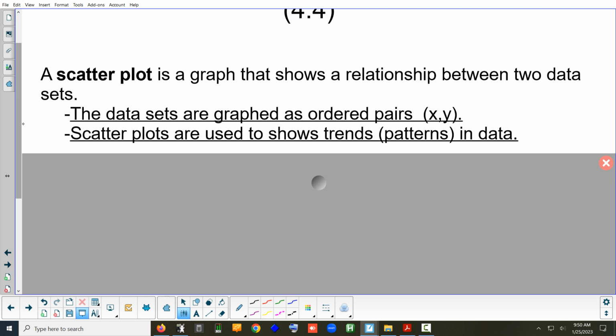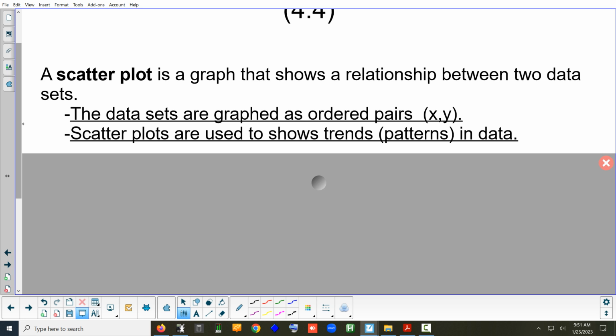Another example of a scatter plot you could do is how much time you spend working and how much money you make. Do you think there'd be a connection if you get paid by the hour between how many hours you work and how much money you make? What do you think? Lexi, what do you think? Yeah, there should be. If you get paid by the hour, then the more hours you work, the more money you should make.